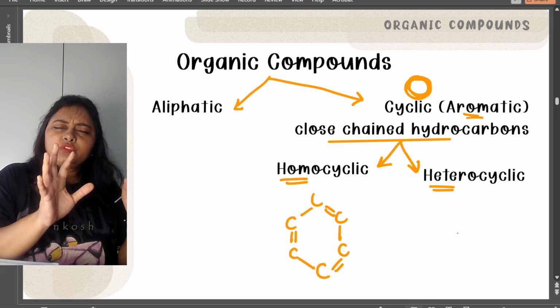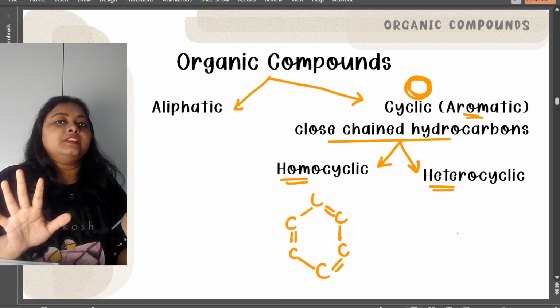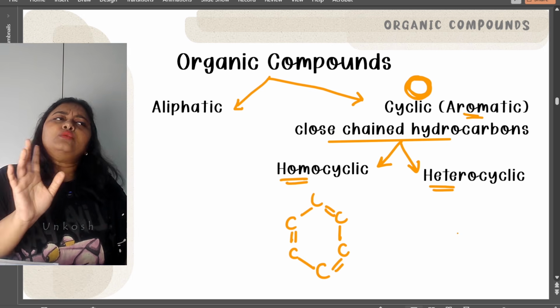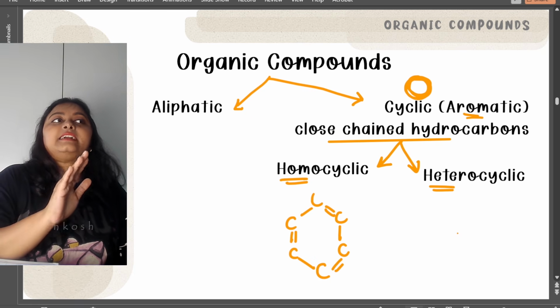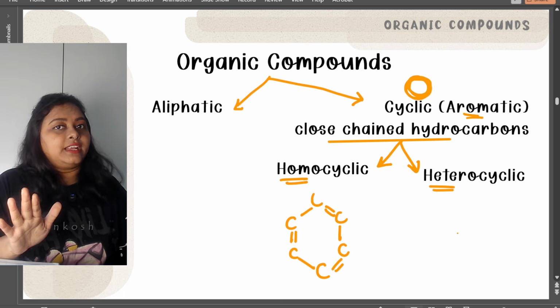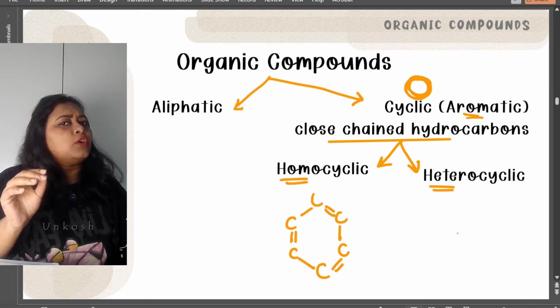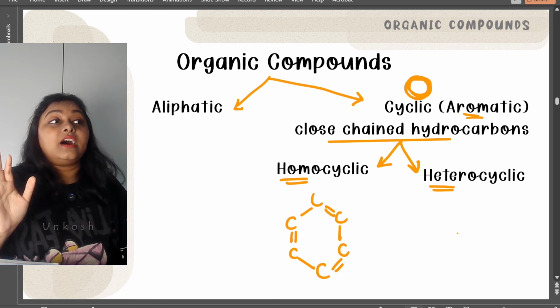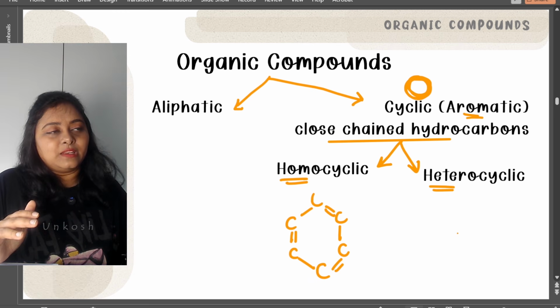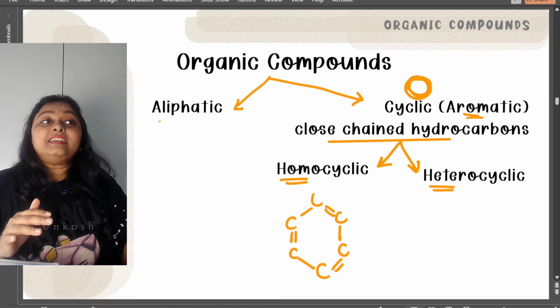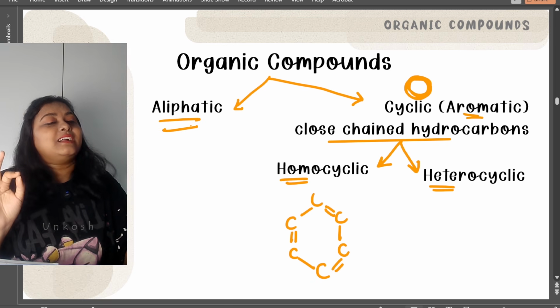For now, you just need to remember this within the syllabus, that there are two types of organic compounds which are aliphatic and cyclic. Cyclic compounds are nothing but closed chain organic compounds, which are of two types, homocyclic and heterocyclic. Other than that, detailed examples are not a part of your syllabus. What we are going to study in detail is aliphatic organic compounds.